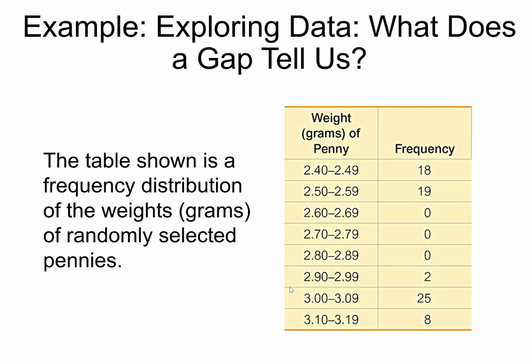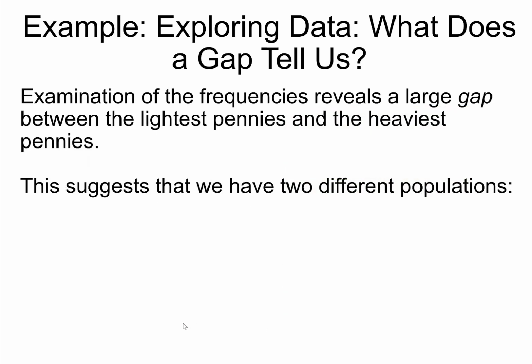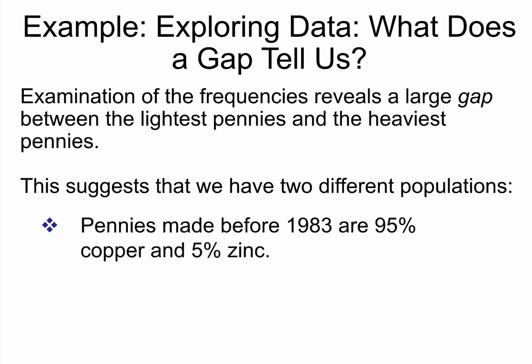If we take a look at this table here, what does the gap tell us? We're looking at the weight of pennies, and we see that there's one cluster here at the top of the table, and then there's nothing in the middle, no observations, and then we see another cluster down here, and we think to ourselves, why might that be? Well, there's a reason for that. There are 2 different populations in that table.